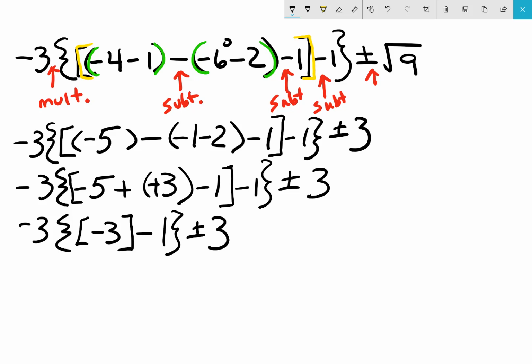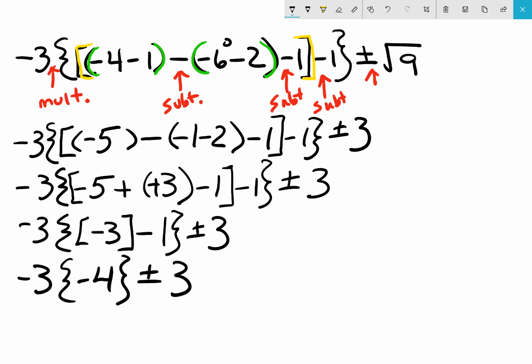So now we have to do everything inside the curly brackets. So -3 is still sitting there on the outside waiting to be multiplied, but we're not going to multiply it yet because we still have stuff to do inside the curly bracket. -3 minus 1 is -4. So the total sum of everything inside that curly bracket turns out to be -4. And then you still have this plus or minus 3 over here.